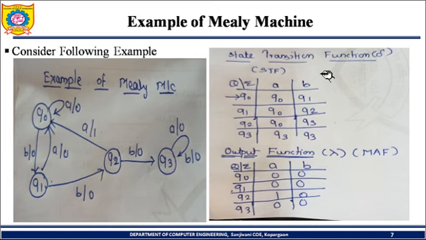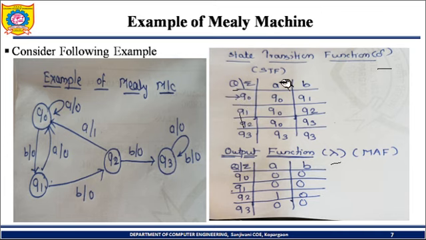State transition function is delta and output function lambda. So how to define it? Here in case of transition table, first column indicates the number of states and first row indicates the input alphabet. As I told you, there are 2 input alphabets, A and B. Here you can see A and B are the input alphabet, and there are 4 states: Q0, Q1, Q2, Q3. So 4 states are there.